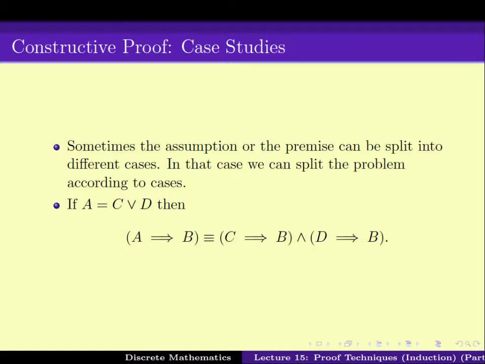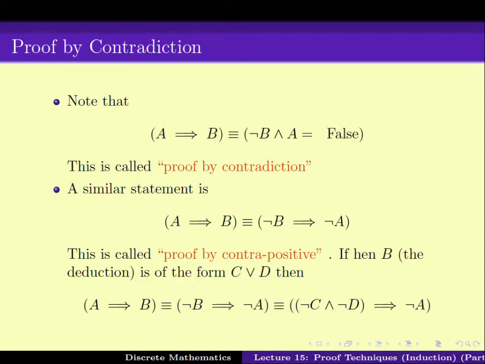Other than the case study proofs, we also looked at proof by contradiction, namely proving A implies B is the same as proving that not B and A is false. Or in a similar way, one can prove A implies B by proving that not B implies not A. This second one is known as proof by contrapositive, and it can be useful particularly when B can be written as C or D. In that case, A implies B can be written as not C and not D implies not A.